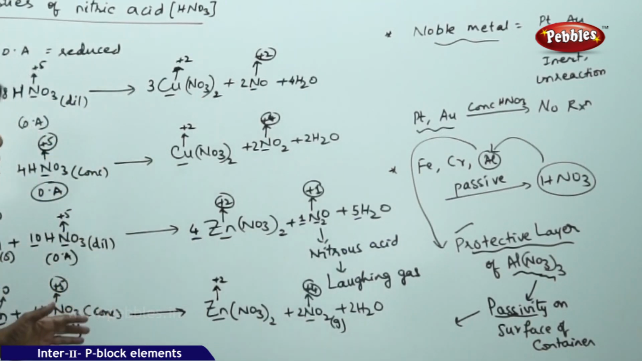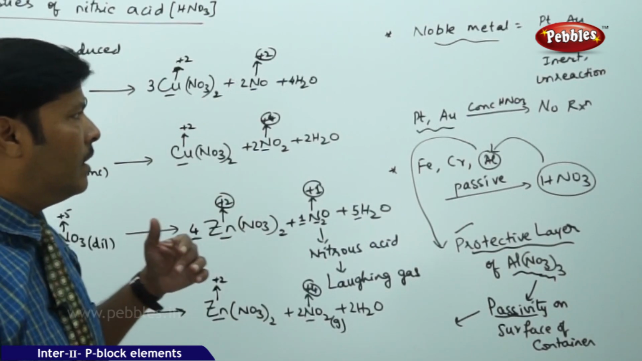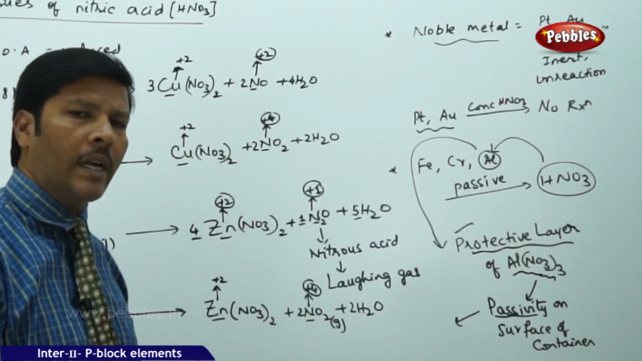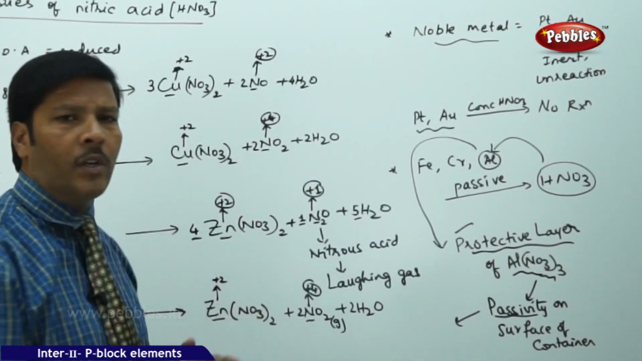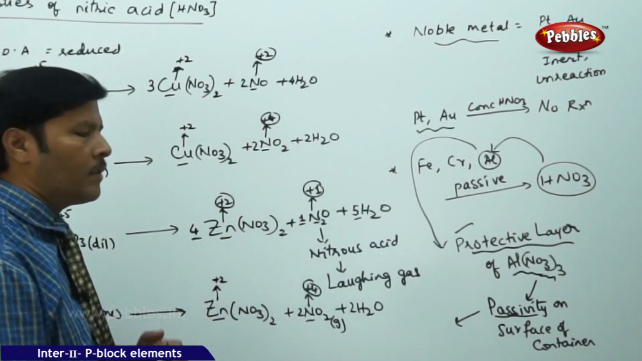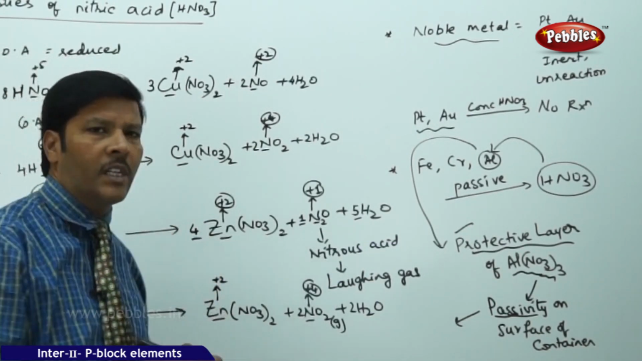All these are the properties of nitric acid with respect to metals: how the nitric acid acts on the metals, how the metals show affinity towards the nitric acid and become different kinds of salts, and how the nitric acid becomes the oxidizing agent when reacting with metals. We have learned this.